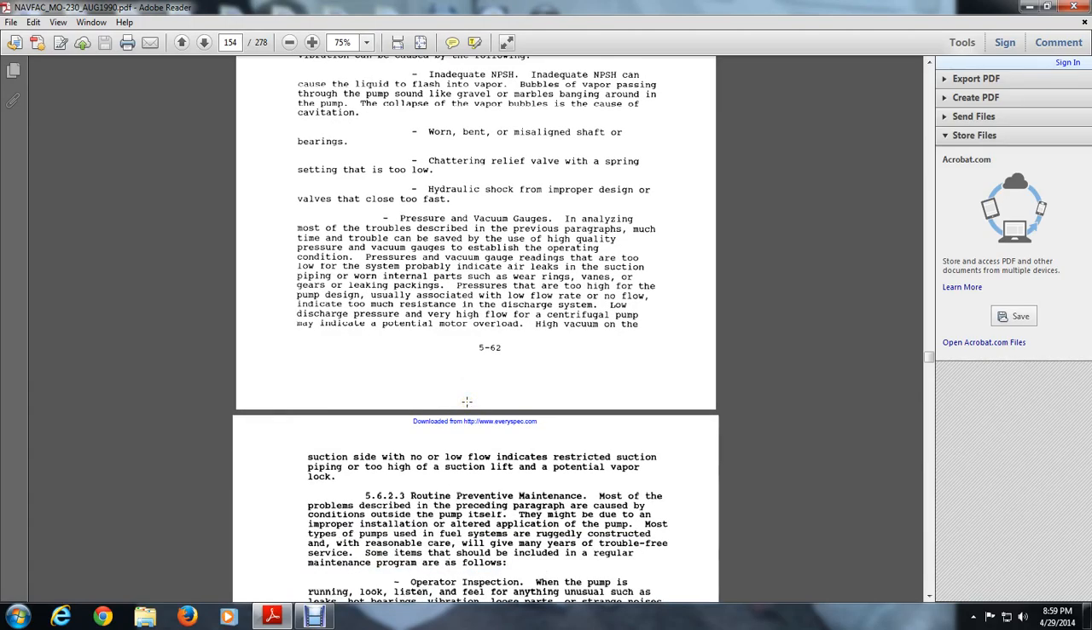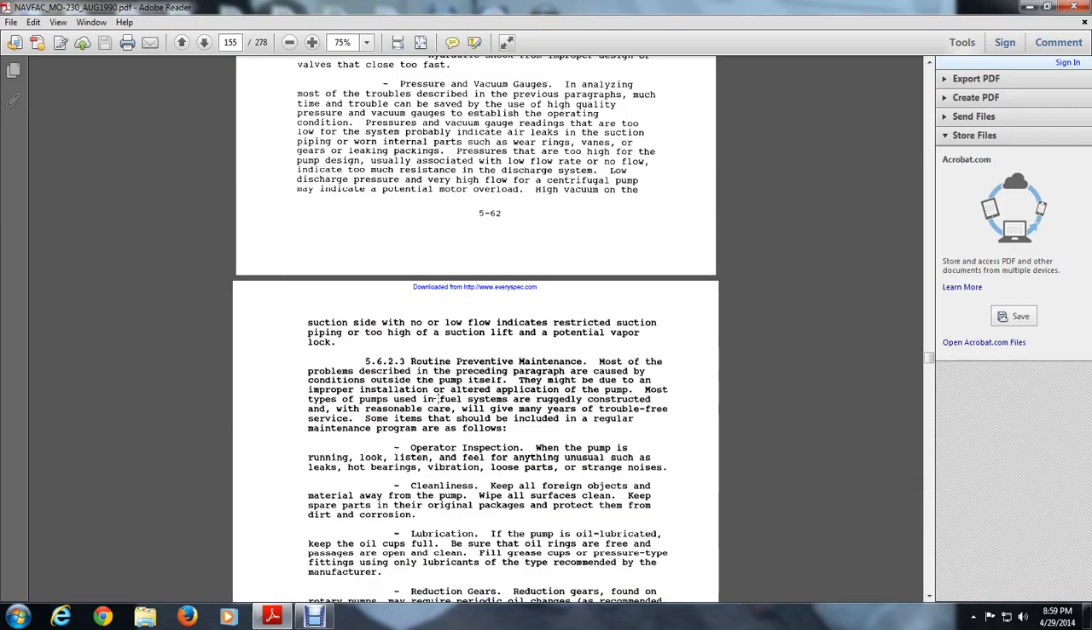Most of the problems described in the preceding paragraphs are caused by conditions outside of the pump itself, and might be due to improper installation or an altered application of the pump. Most types of pumps used in fuel systems are ruggedly constructed and, with reasonable care, give many years of trouble-free service. Some items should be included in regular maintenance.